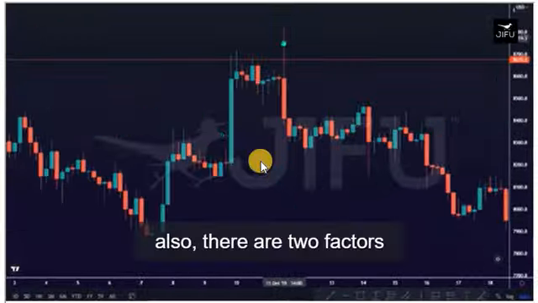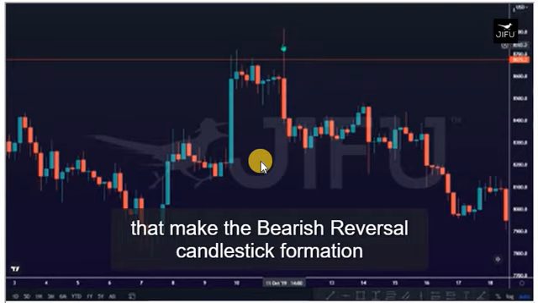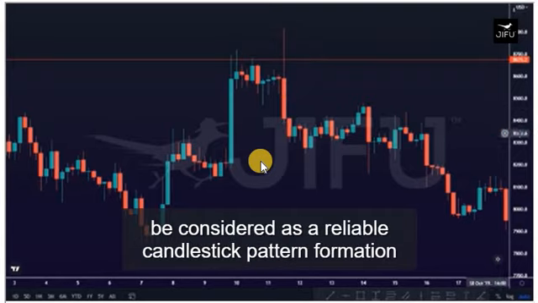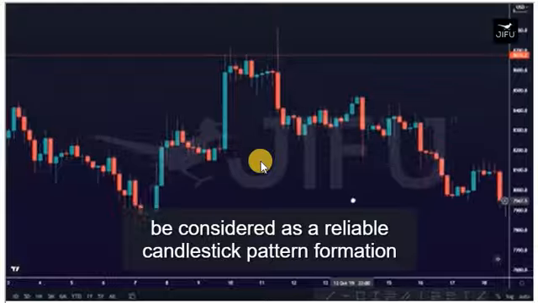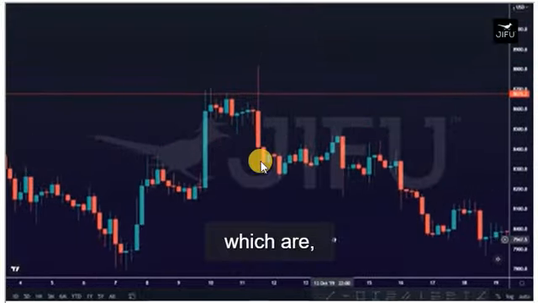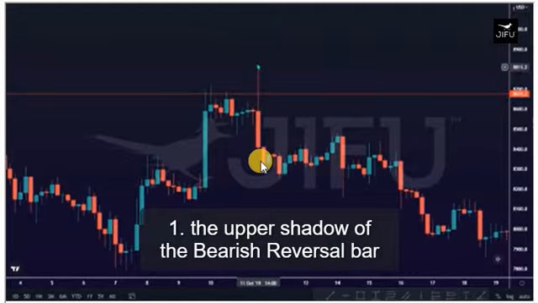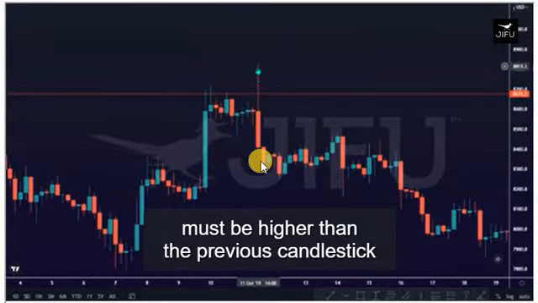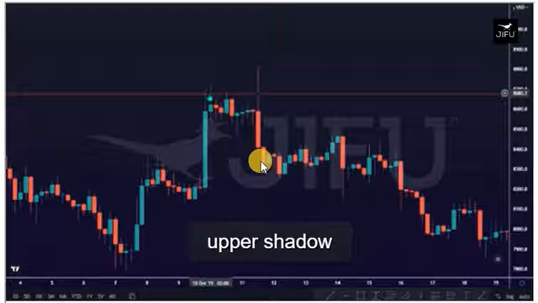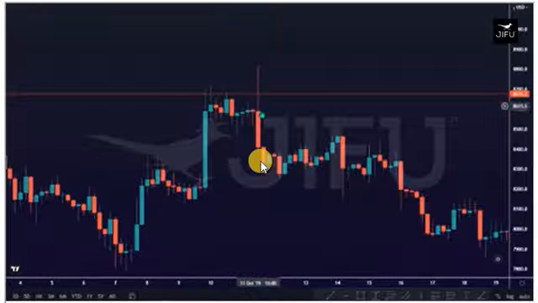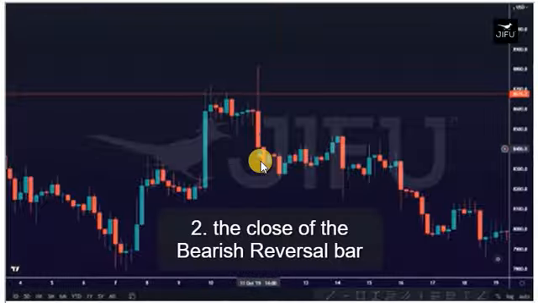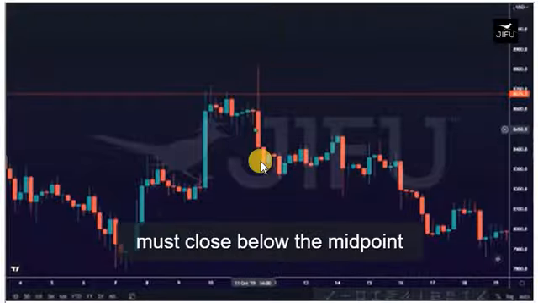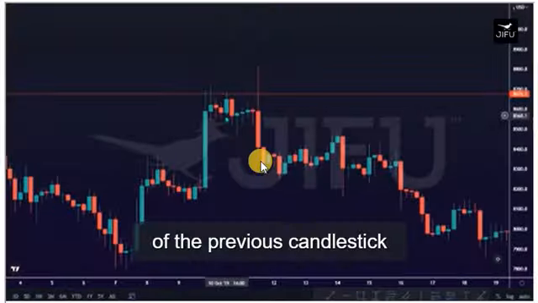Also, there are two factors that make the bearish reversal candlestick formation be considered as a reliable candlestick pattern formation, which are, number 1, the upper shadow of the bearish reversal bar must be higher than the previous candlestick's upper shadow. Number 2, the close of the bearish reversal bar must close below the midpoint of the previous candlestick.